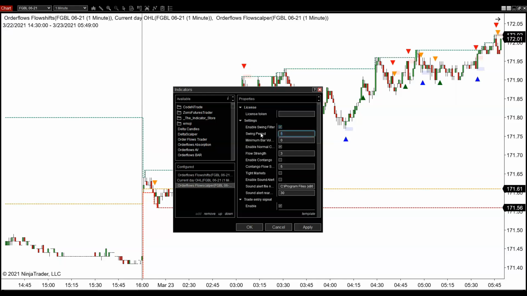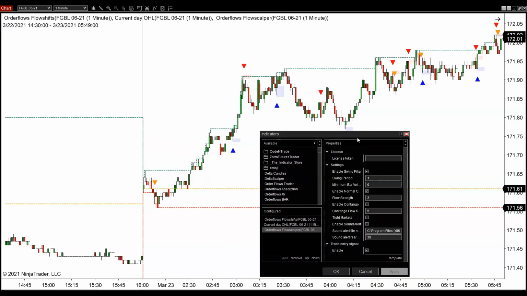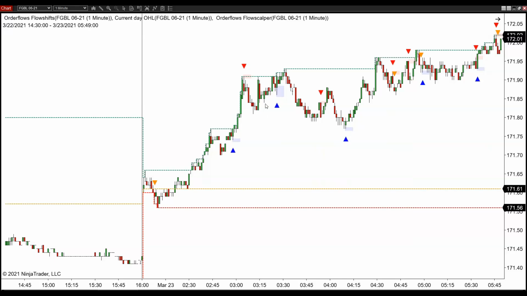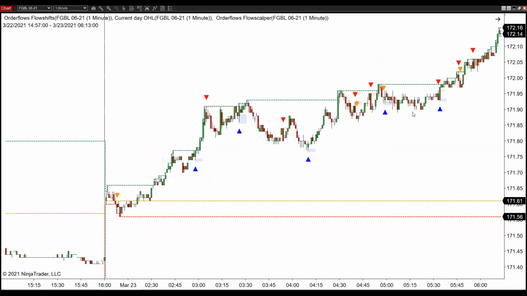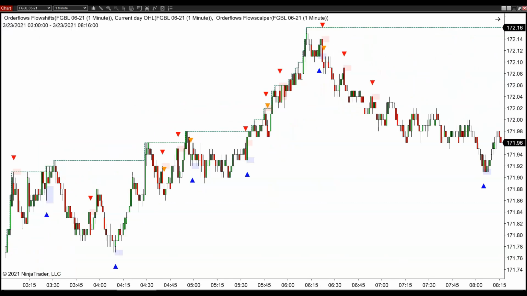I don't have the swing filter on Flowscalper. If I want to add a swing filter, it's going to change how it looks on the chart. So I'm getting obviously a lot less signals. This is mostly Flowshifts here, Flowscalper here. The orange is the Flowscalper. I'm not getting any buys on this day.